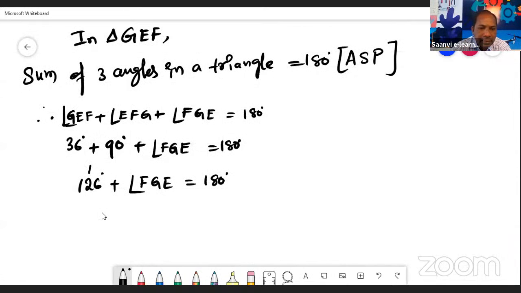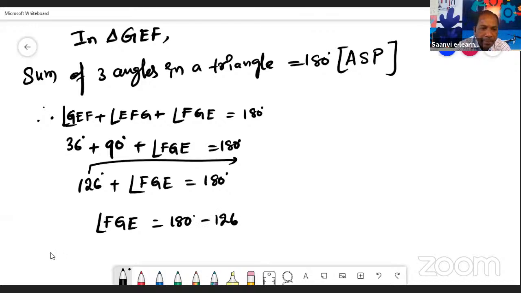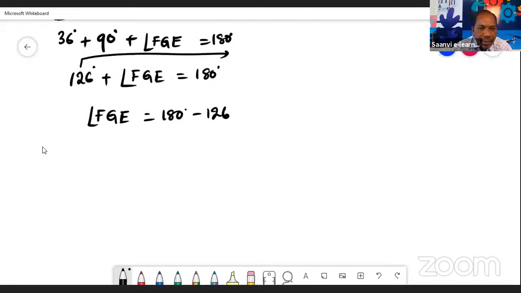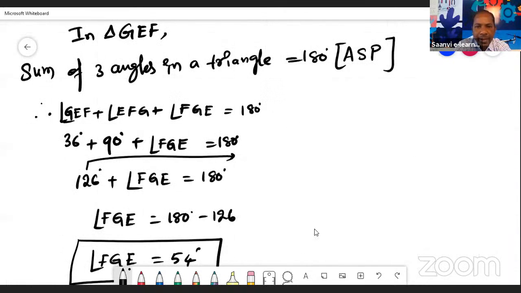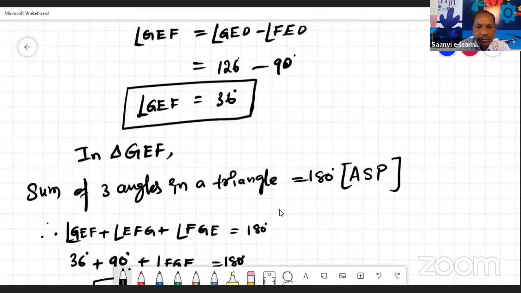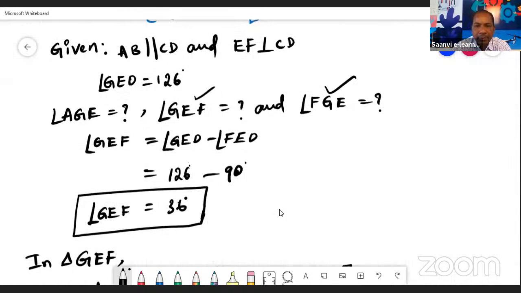So this plus 126, send this side. So angle FGE is equal to 180 minus 126. 180 minus 126, how much do we get? 54 degrees. One more angle we have got, angle FGE. Angle FGE means which angle? This angle we have got.